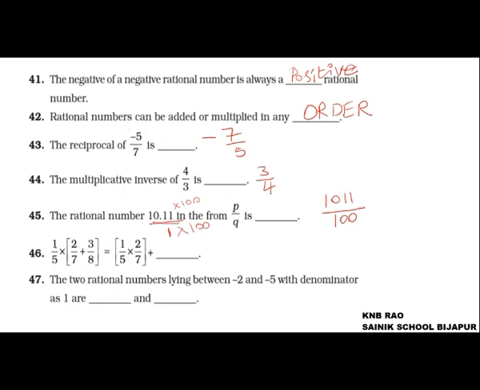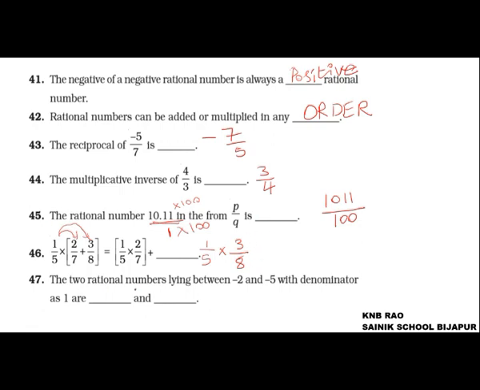Next, here, 1/5 multiplied to 2/7 plus 3/8. Here distributive property to be done. So in the fill in the blank is supposed to be 1/5 into 3/8.